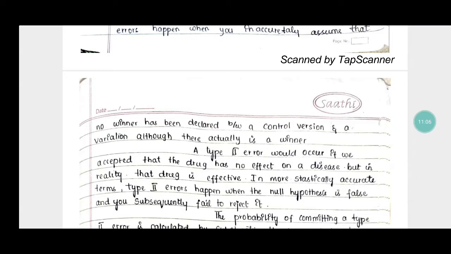So a type 2 error would occur if we accepted that the drug has no effect on a disease, but in reality the drug is effective. In more statistically accurate terms, type 2 errors happen when the null hypothesis is false and you have subsequently failed to reject it.